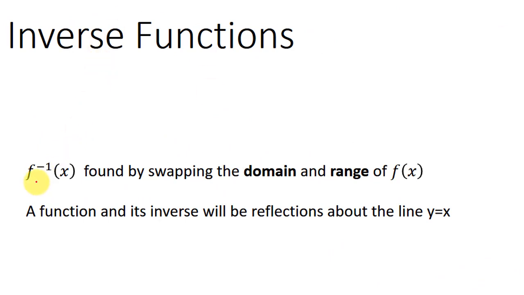So a function's inverse, f inverse of x, is found by swapping the domain, the set of inputs, and the range of the original function. Just like we switch the x and y coordinates in the relations, we do the same thing with the entire set of inputs and outputs in functions. And just like relations, a function and its inverse will be reflections about the line y equals x, that identity line.